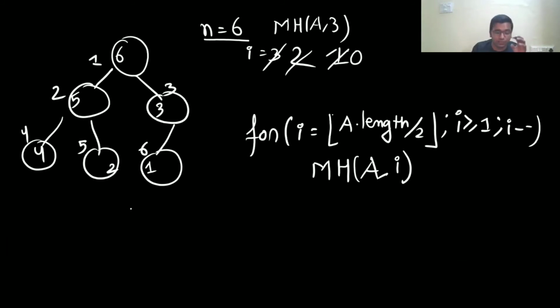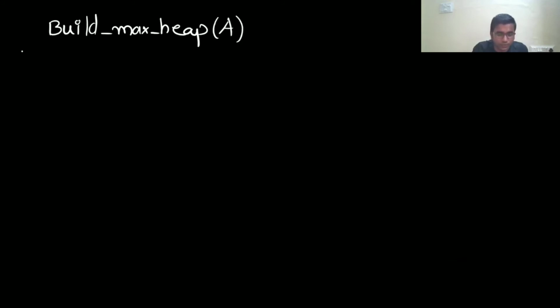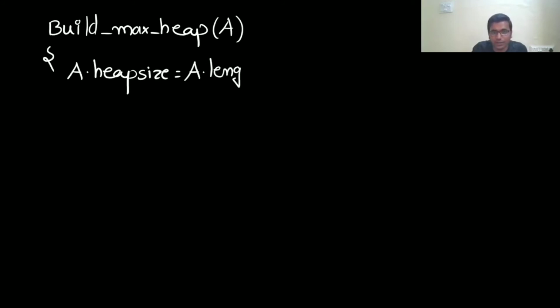So by using the max-heap property, I am building a max-heap. Now I will write the code. I am writing the code for build max-heap on array A. So a.heap-size, a.heap-size is going to be the length of the array, a.length.